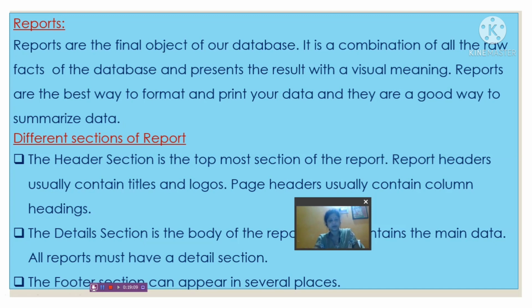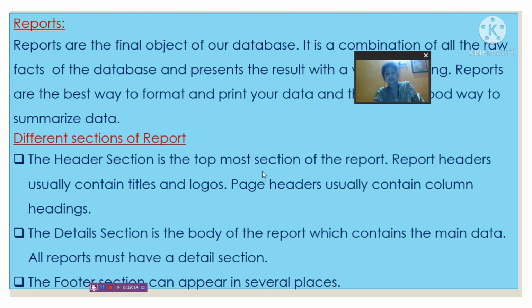So what are the different sections of a report? The header section is the topmost section of the report. Report headers usually contain titles and logos, maybe the company name, maybe a logo of that company. Page headers usually contain column headings.